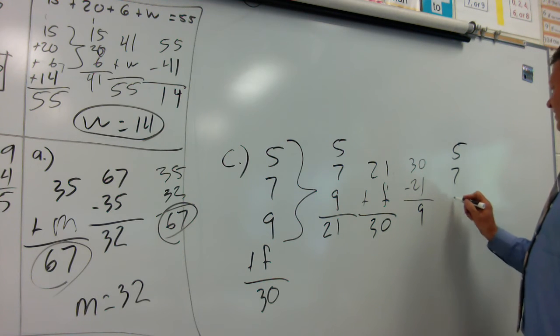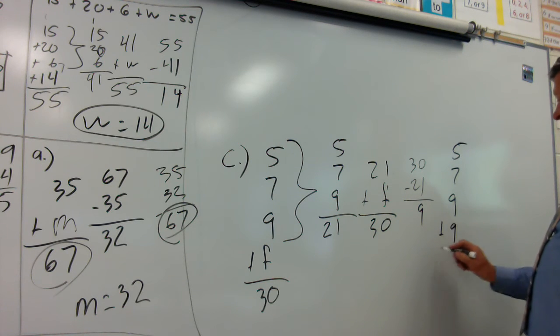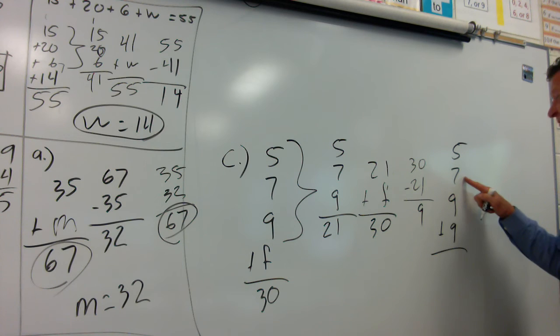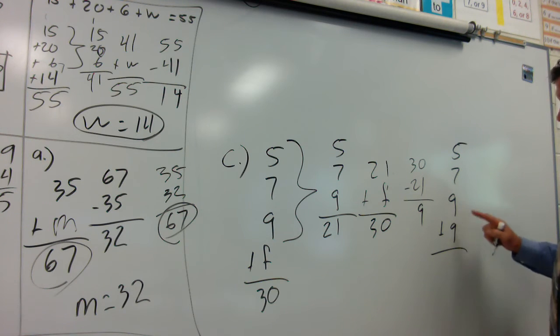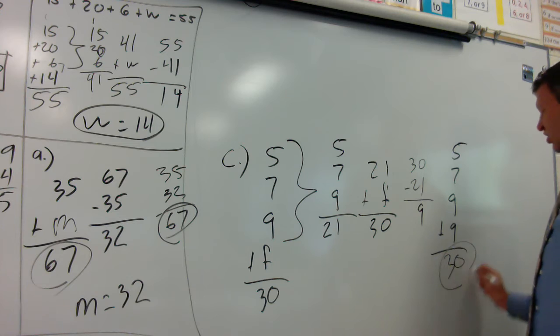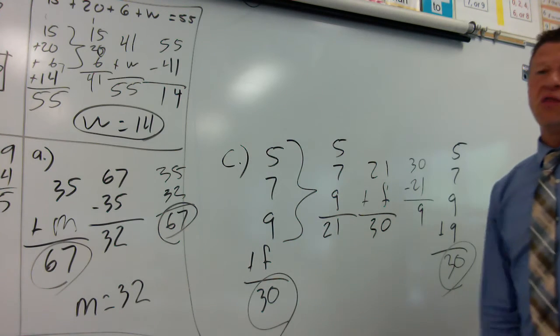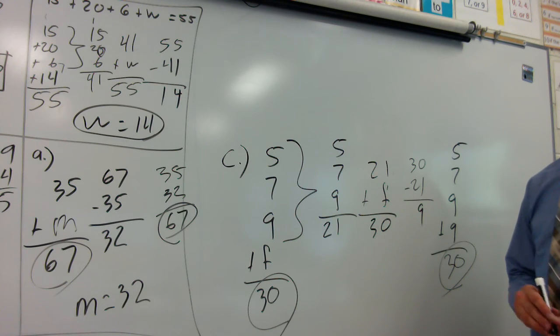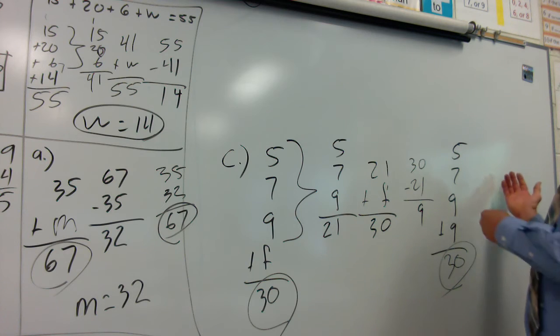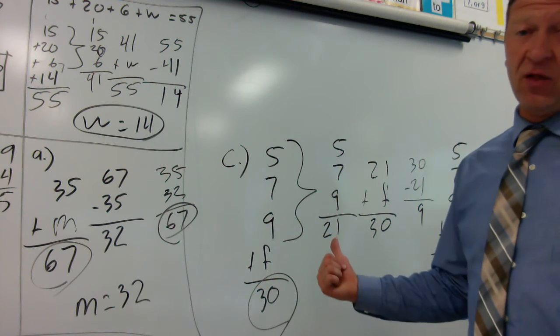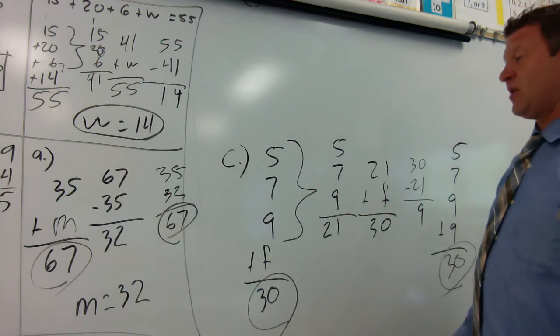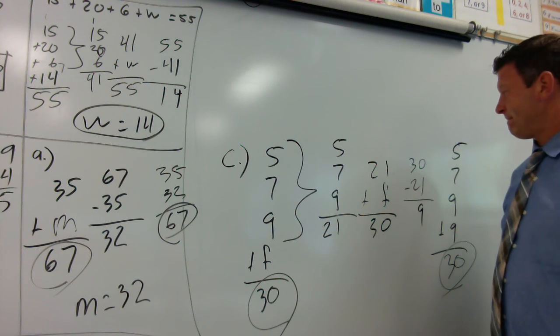Now let's try it again. 5 plus 7 plus 9 plus 9 equals. And 5 plus 7 is 12, plus 9 is 21, plus 9 more is 30. And when it checks out like that, then you know you did it right. So here was the issue where I followed through, and it didn't come out right, so we had to check what was going on.